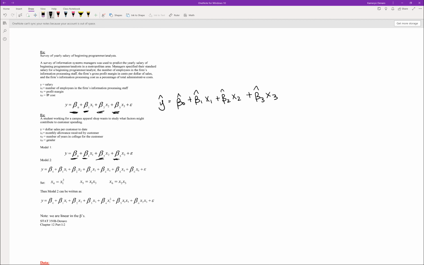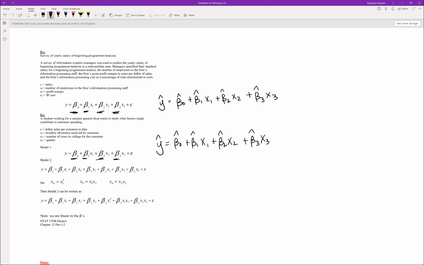So once again, if we want to predict the dollar of sales per customer to date, we can use the estimated Y-intercept, beta 0 hat, plus beta 1 hat X1, the monthly allowance received by the customer, plus beta 2 hat X2, the number of years in college for the customer, plus beta 3 hat X3, gender of the customer. Okay, similarly, we could fit an interactive model.